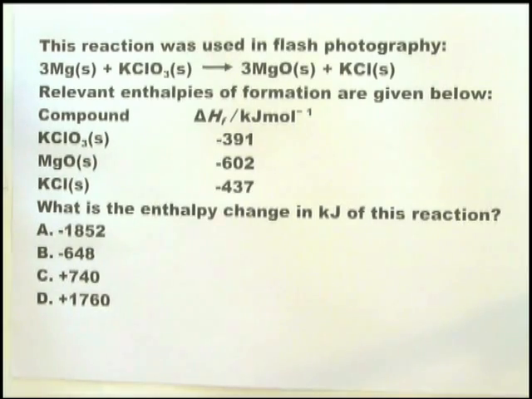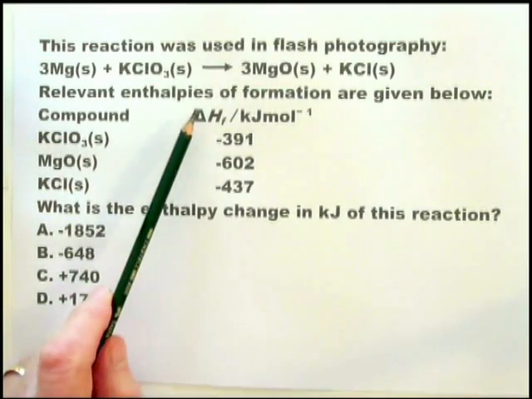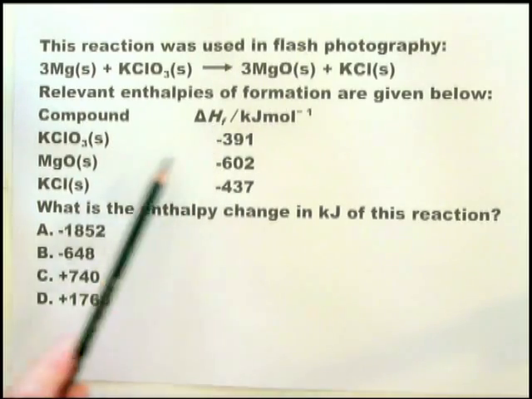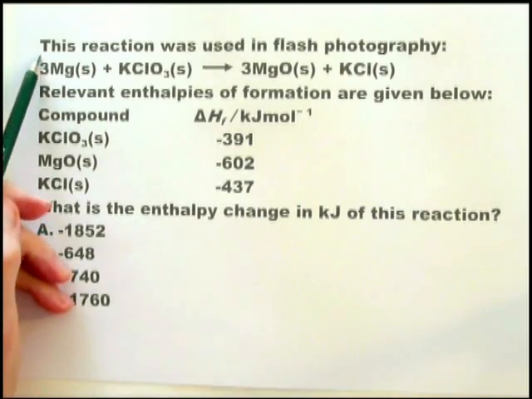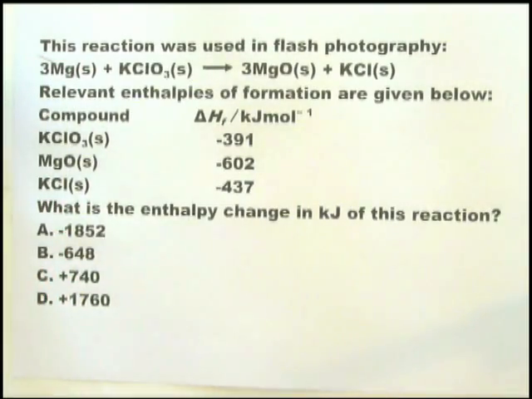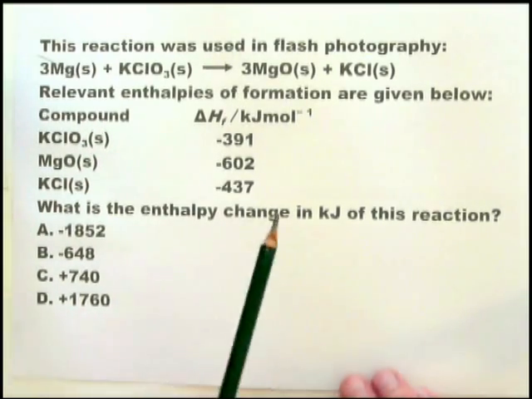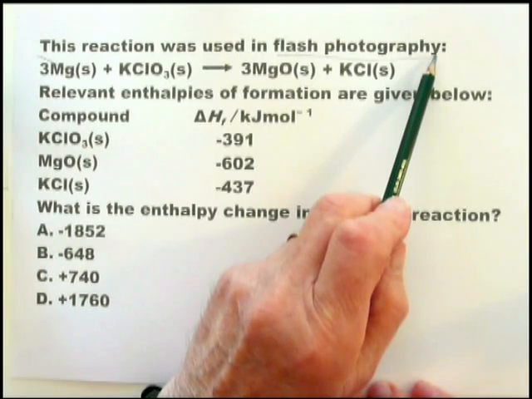In this case, the examiners are giving you the delta H of formation of three of the substances involved. The delta H of formation of magnesium is 0, so you can ignore that. The thing to realize is that they use this phrase flash photography.